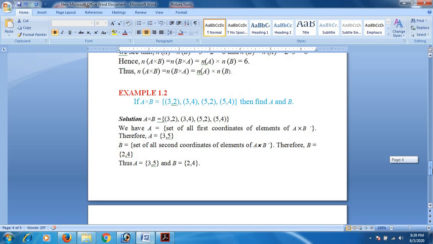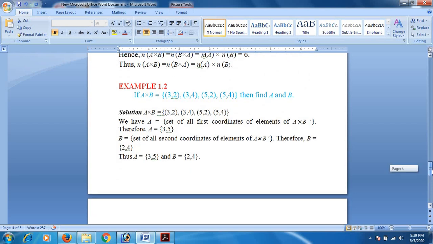So now let us see the next example. If A cross B equal to set of (3, 2), (3, 4), (5, 2), (5, 4), then find A and B. A cross B equal to, they have already given the set of (3, 2), (3, 4), (5, 2), (5, 4). So here we know A should be the first element. Am I right? So here two 3s are here and two 5s are here. So now we can conclude.